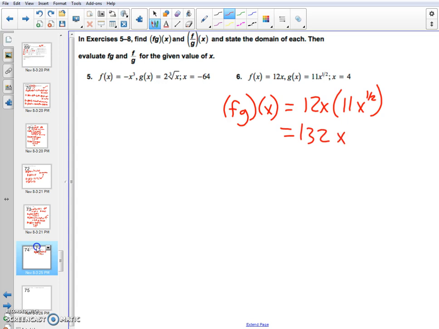And now I have x to the, I'm going to write this as x to the 2/2, because I know when I multiply things with like bases, the bases are both x, I need to add the exponents. And to add those exponents, I need a common denominator. So x to the 2/2 is the same as x to the first. So this is now then 132 x to the, when I add those two exponents, 3/2.